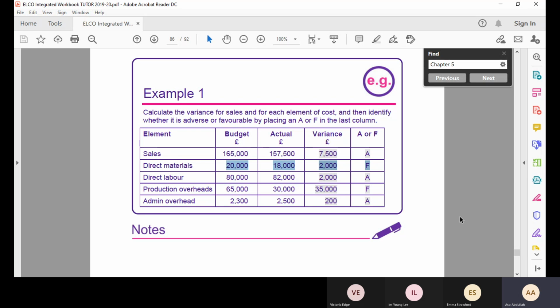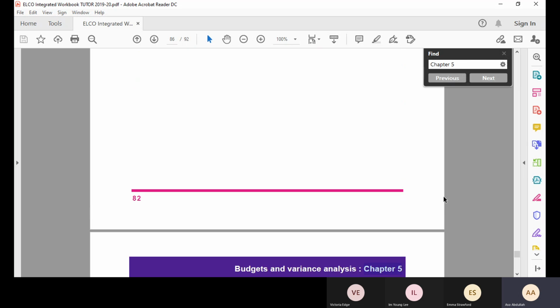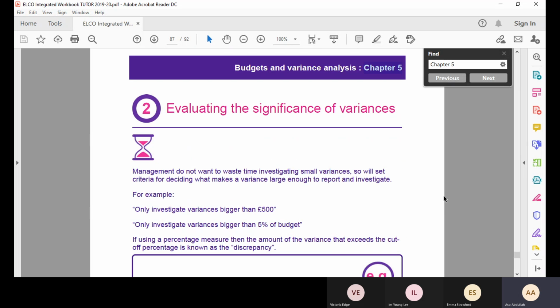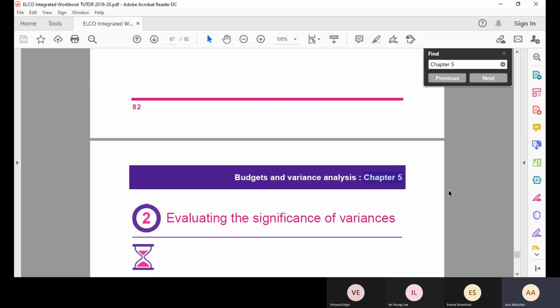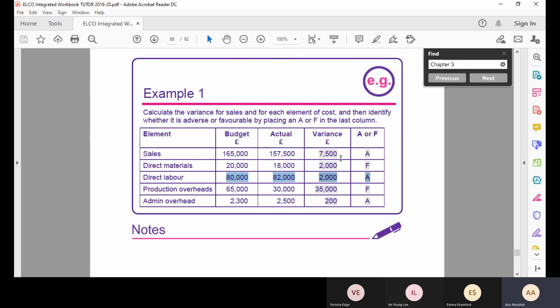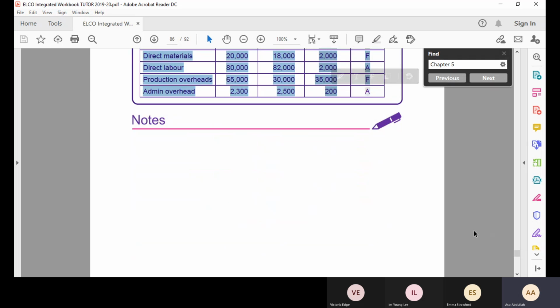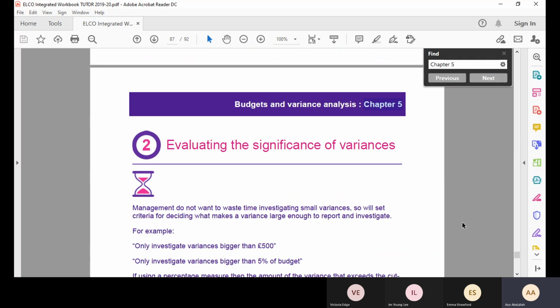However, if your actual is greater than budgeted, it is going to be adverse. It is not in your favor. Okay, so now we're going to analyze and evaluate the variances in that column.